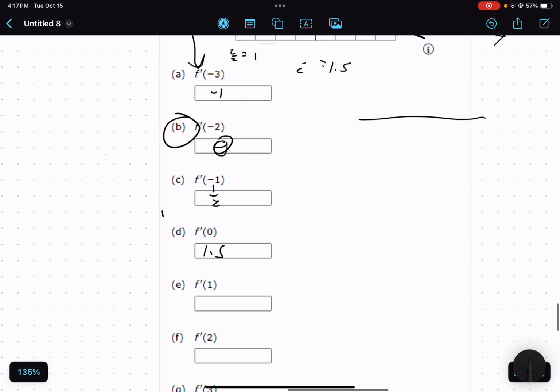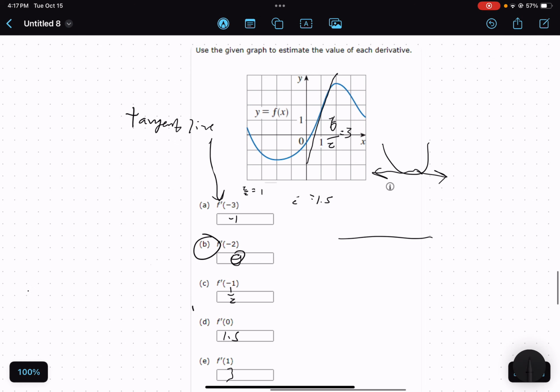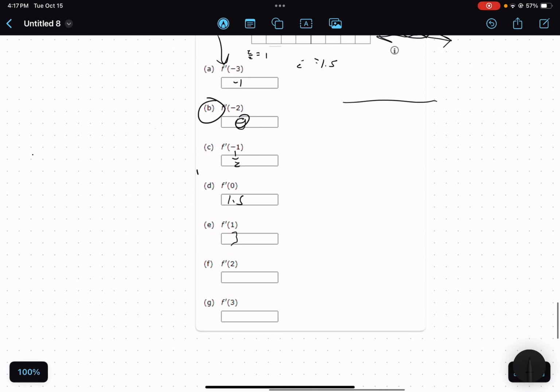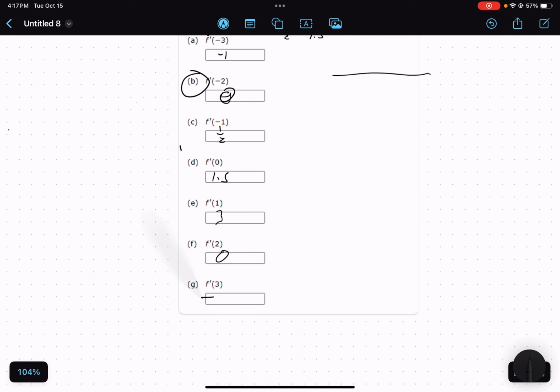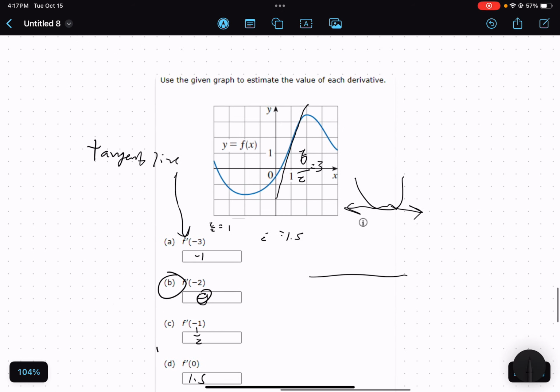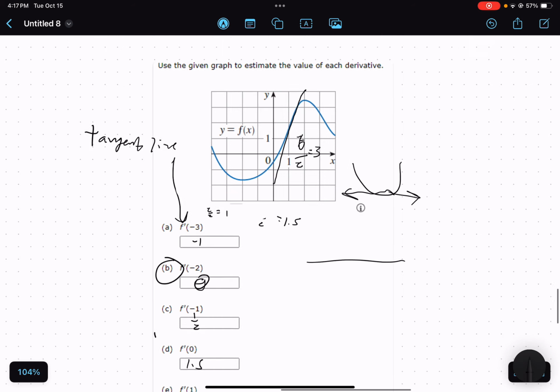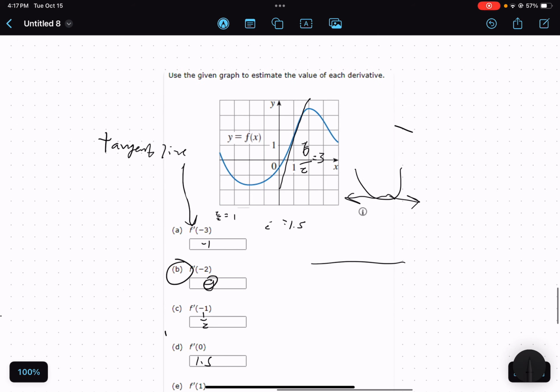And so for the rest of the questions here, 2 and 3, after you do the tracing, you should get 0. And then for 3, -1.5. Just do it on your own. And also, if you're wondering why 3 is a negative, it's because over here at 3, the slope is in this direction.